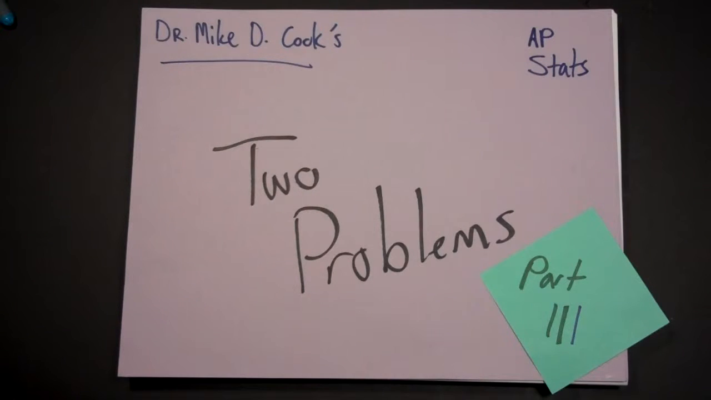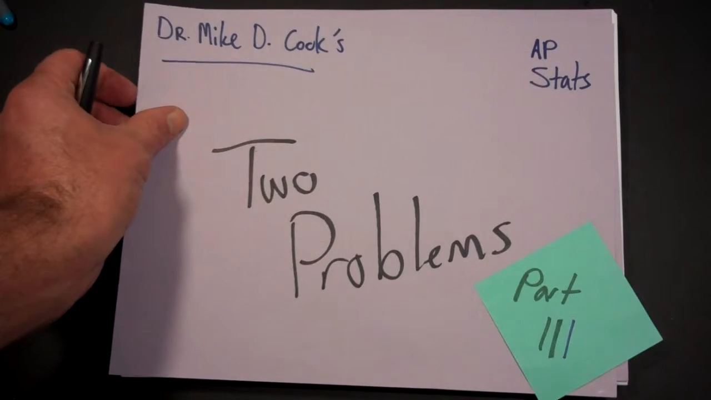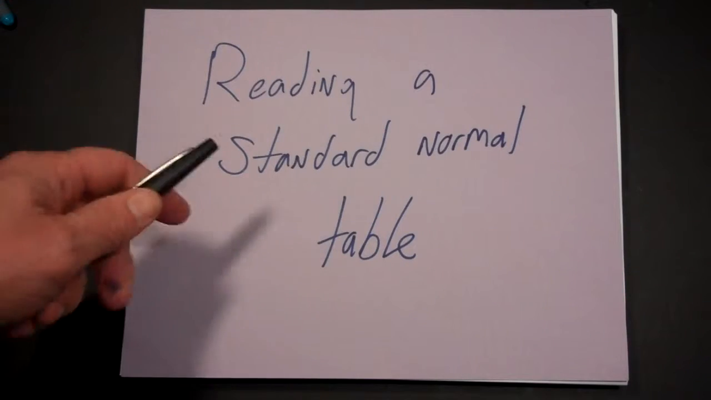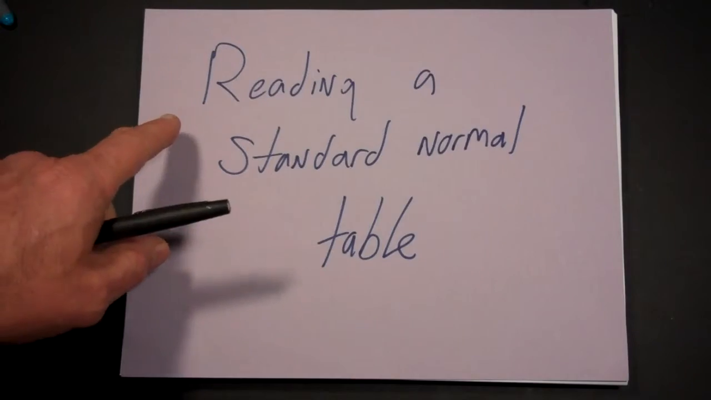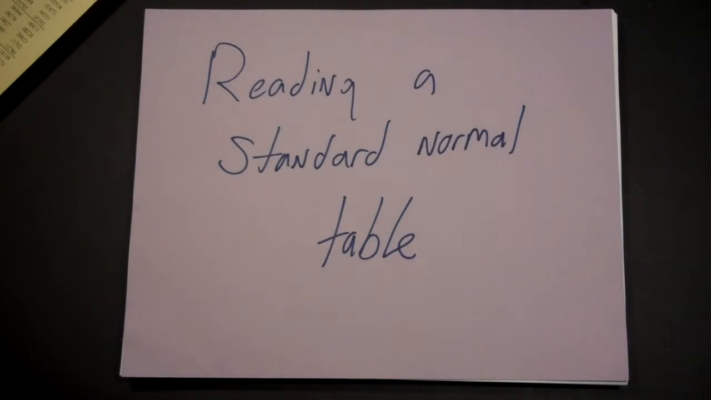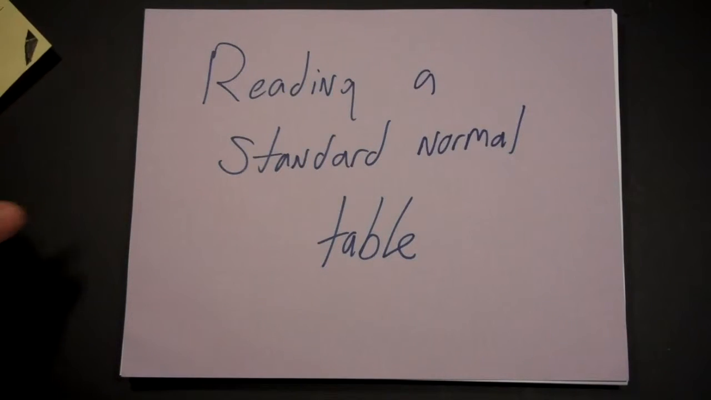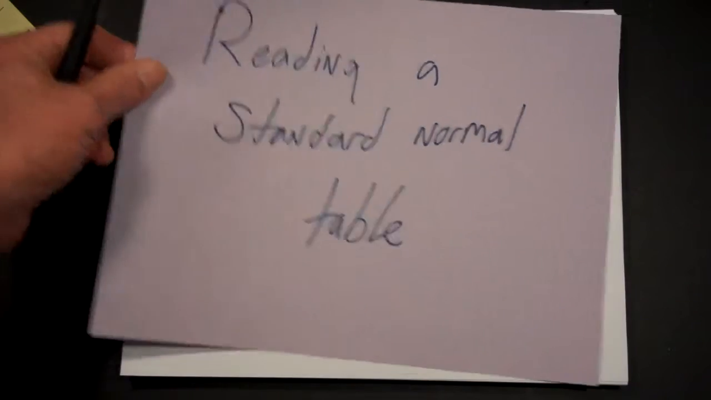This is the third in a series of videos on two problems for AP Stats. And this particular video is going to talk about reading a standard normal table like we did in the last video. Since that's a review topic, if you already feel comfortable reading a standard normal table, I'd like you to skip this video and go ahead and start with two problems part 4. However, if you need help with reading a standard normal table, let's think about that.